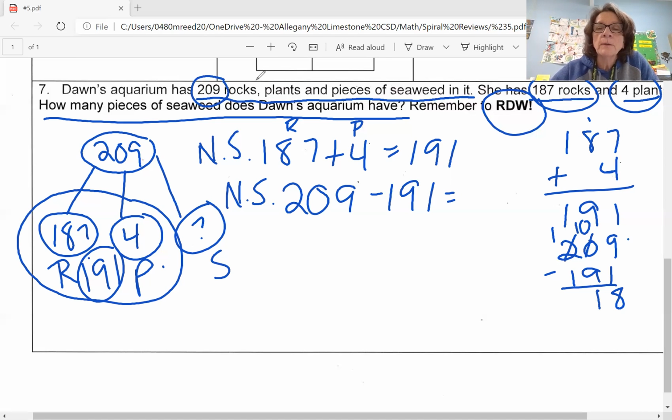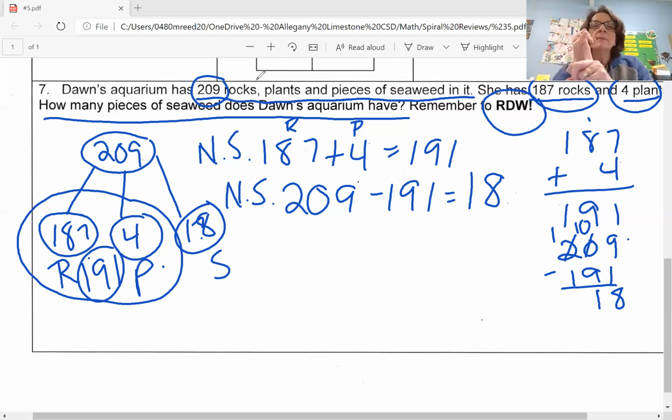And then I go to the hundreds. 1 minus 1 is nothing. I don't have to put the 0 there. So 209 minus 191 is 18. You also might have thought of that as adding on to get your answer there. So I'll show you that in a minute. But anyways, so what does 18 represent? It represents my pieces of seaweed.